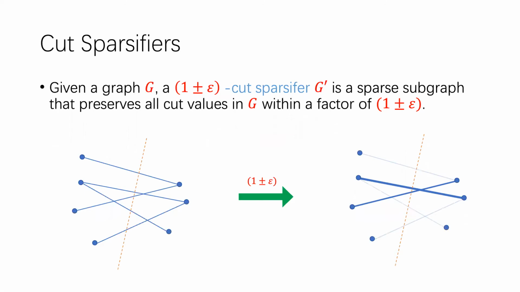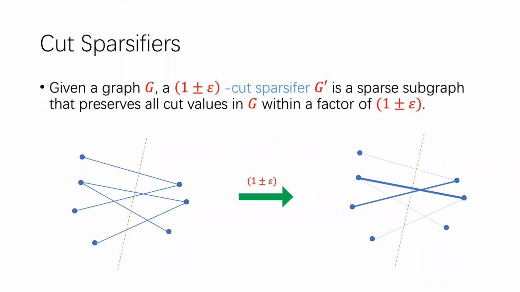Let's first define what a cut sparsifier is. Given a graph G, an epsilon cut sparsifier G' is a sparse subgraph that preserves all cut values in G within a factor of 1 plus or minus epsilon. Notice that the edge weights in the sparsifier are usually different from the edge weights in the original graph.